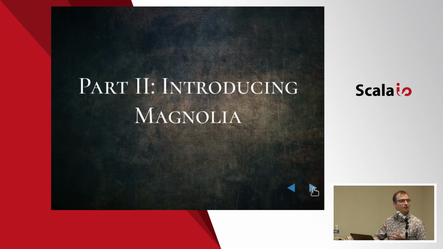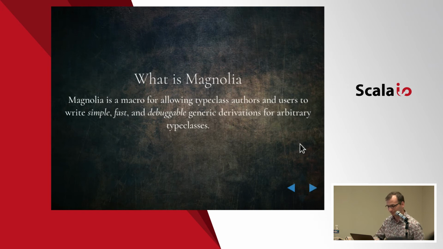Okay, so let's get on to introducing my particular solution to the generic derivation problem, which goes nowhere near Shapeless and is very much an alternative with, I think, some benefits over the Shapeless approach. Very broadly speaking, Magnolia is a macro for allowing type class authors and users to write simple, fast, and, I think importantly, debuggable generic derivations for arbitrary type classes. Simple, fast, and debuggable all sound really good. I have currently solved two of those three, and I have an answer for the third. We'll see.